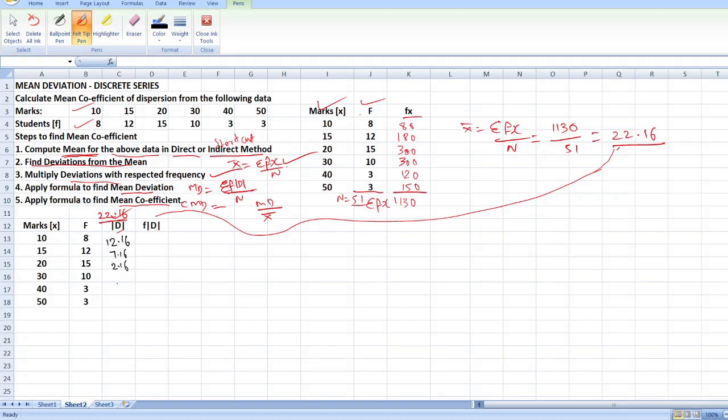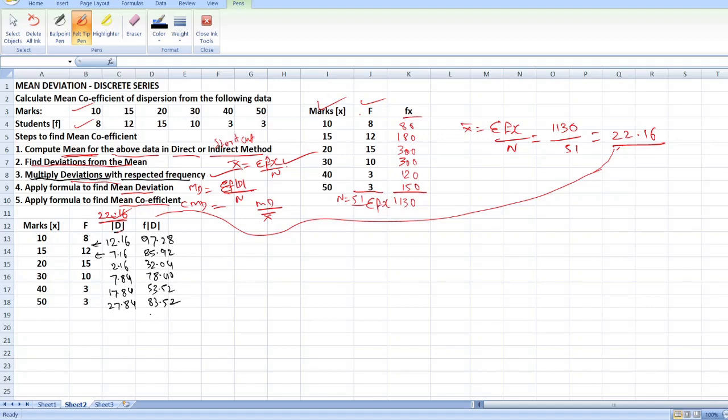In the same way, 22.16 minus 30 is equal to 7.84, and this comes to 17.84, and this comes to 27.84. These are the deviations, D for deviations, and you have to multiply deviations with the respective frequency opposite to that. 8 into 12.16 comes to 97.28. In the same way, this comes to 85.92, this comes to 32.04, this comes to 78.40, this comes to 53.52, and this comes to 83.52.